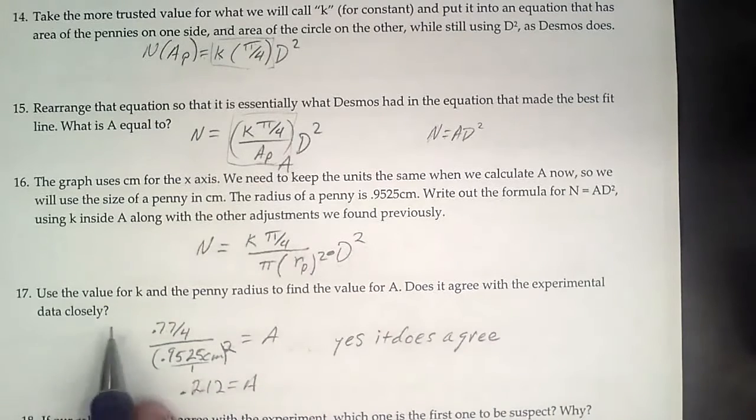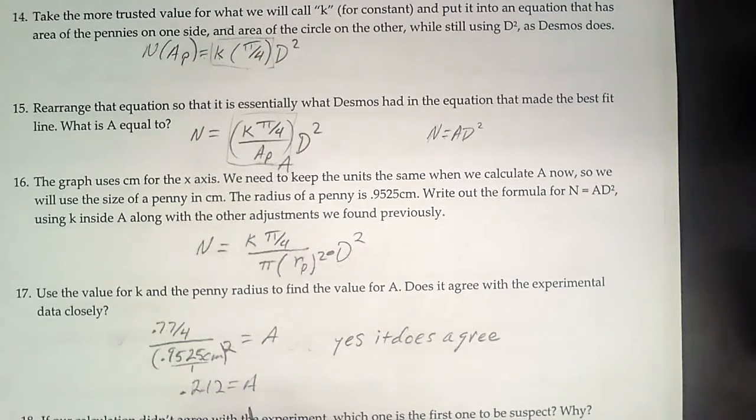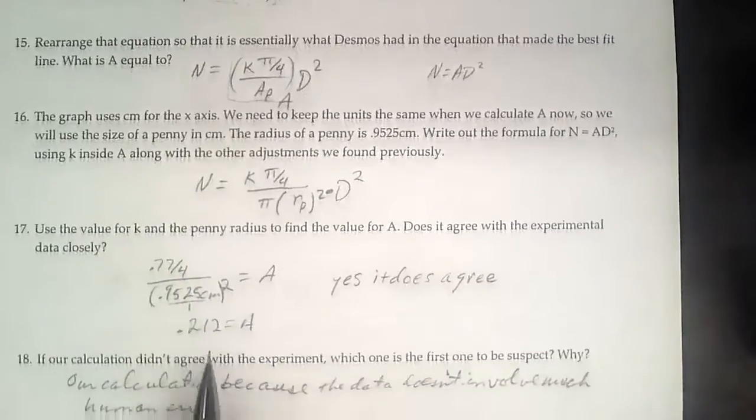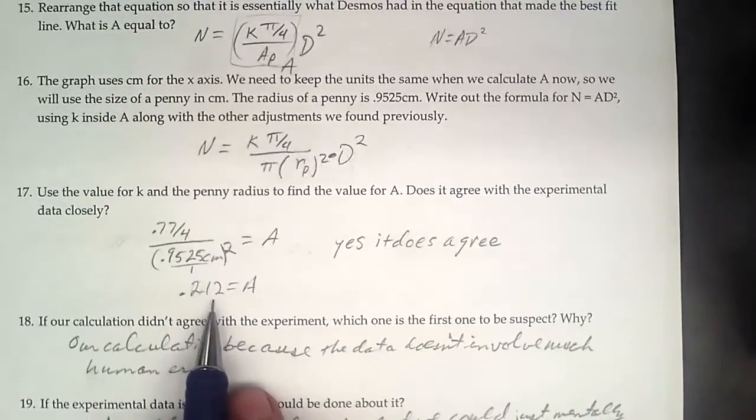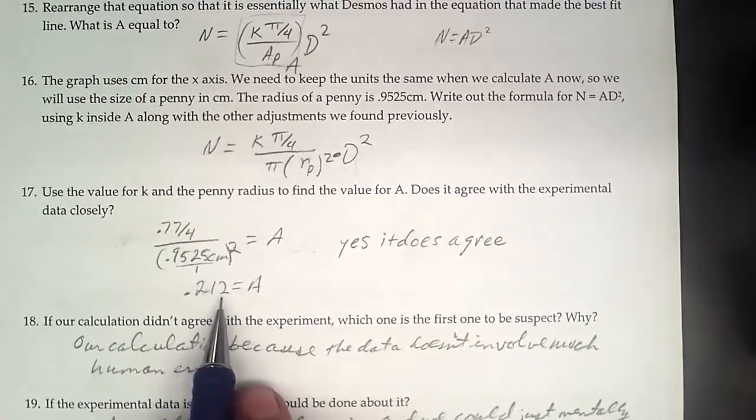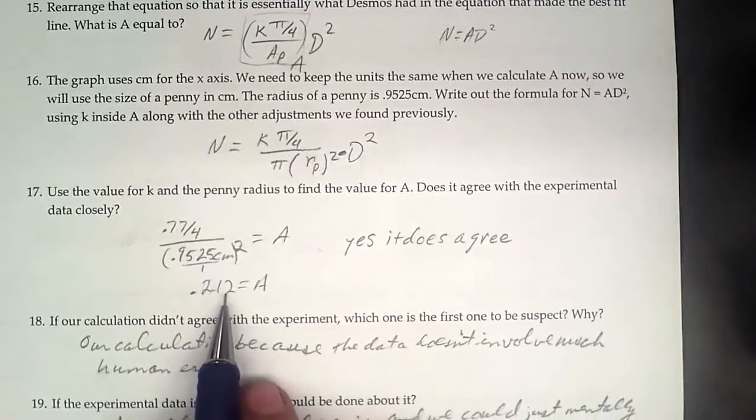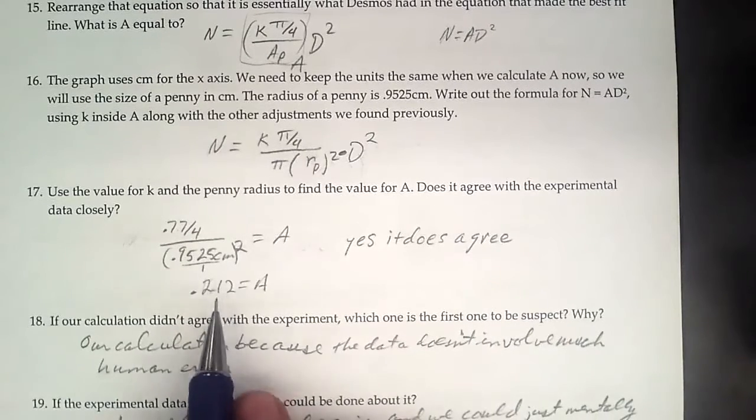Does it agree with the experimental data closely? Well, yes, it does. And when we did it for real on the graph, on the computer, some people claimed it was 0.21, and some people said it was 0.22. So this is a pretty darn good value, which proves that our math must have been right, because otherwise, how did we get it? I mean, we got something that agrees with a real life experiment. And so that proves our logic must have worked. Our math must have worked.